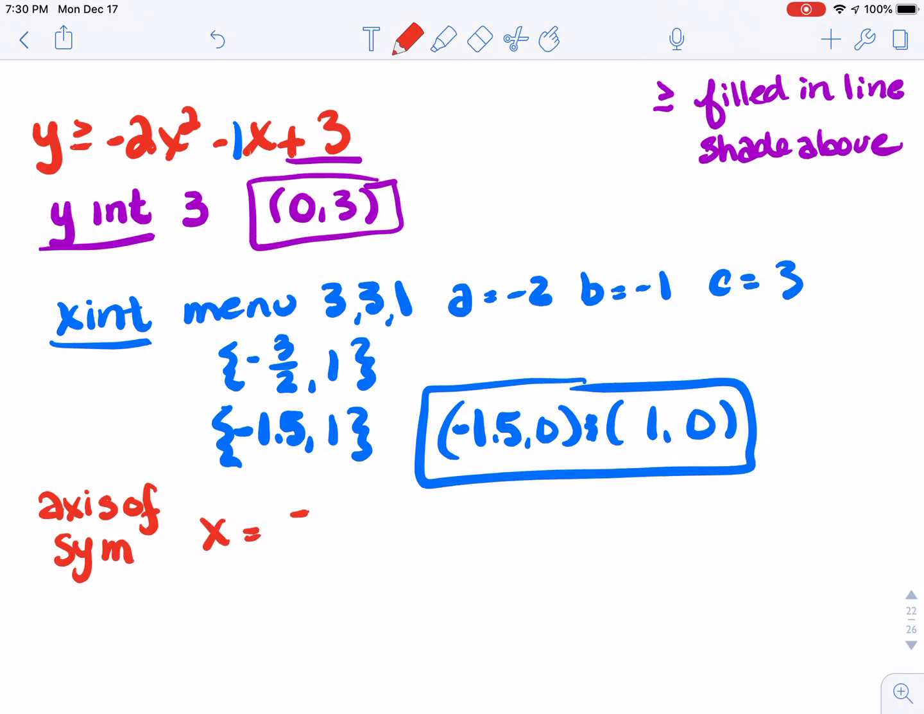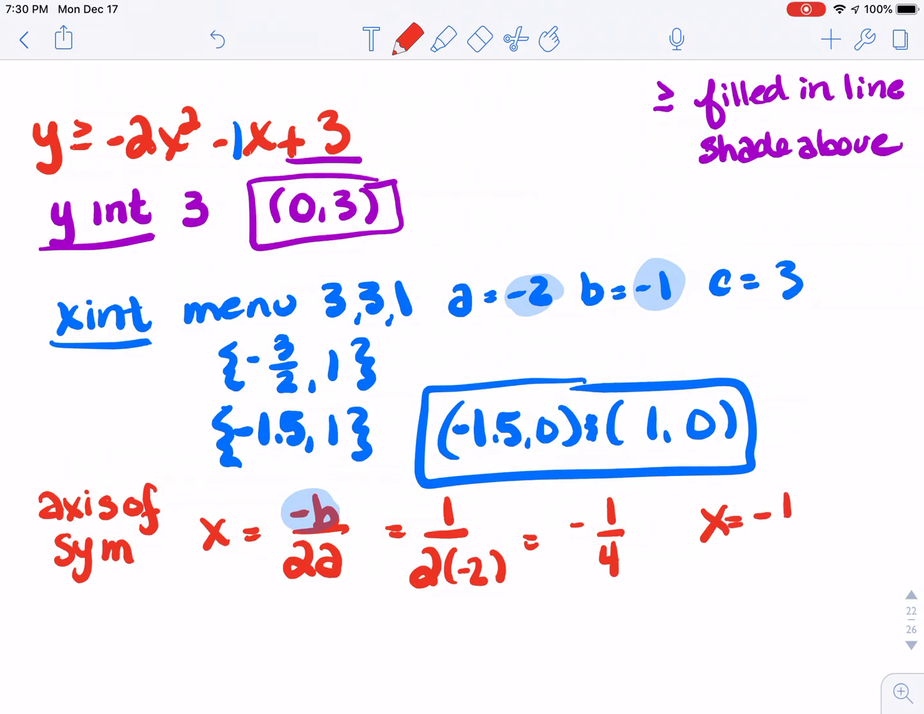Now I'm going to do my axis of symmetry. So x equals negative b over 2a. Now for this part, remember we do the opposite of b. So if b is negative 1, that means it's going to be positive 1. I do 2 times a, and I know a is negative 2. So if I put this in my calculator, it's going to be negative 1/4. So x equals negative 1/4 is my axis of symmetry.